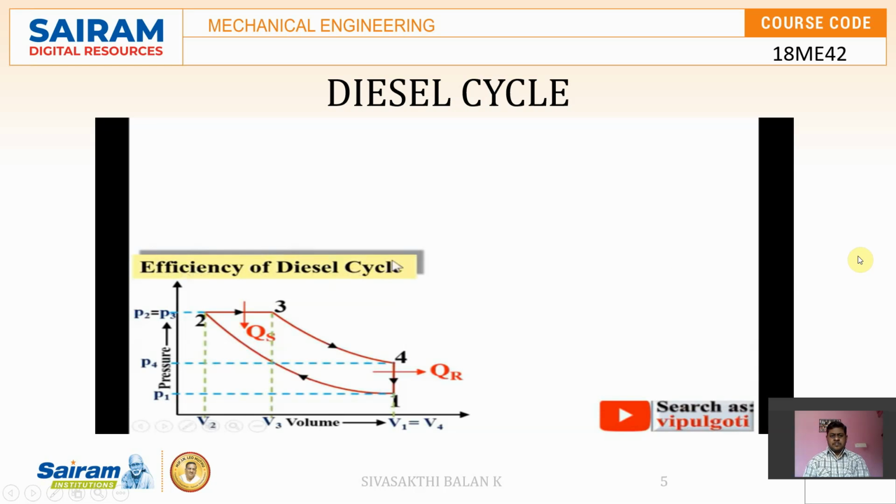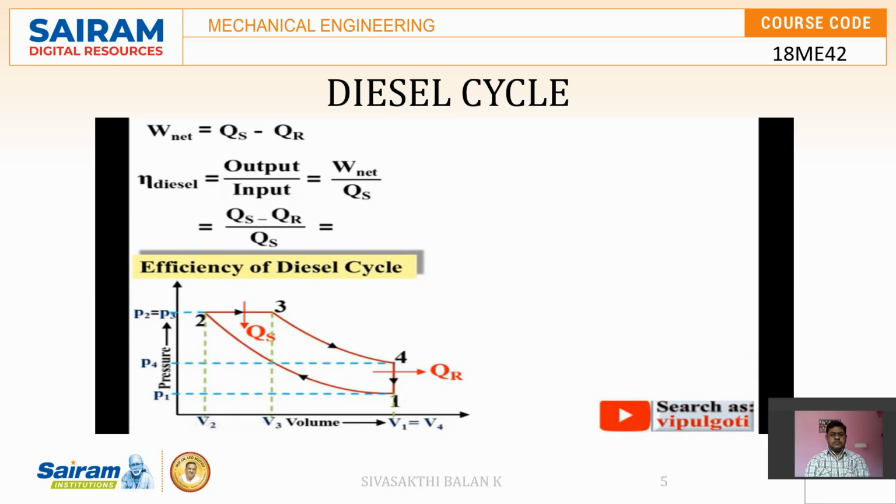The next part is the efficiency of the diesel cycle. The net work done in the cycle is Qs minus Qr, so I can say W net is equal to Qs minus Qr, and you know that the efficiency of any cycle is equal to output upon input. What is my output? That is the net work done. And what is the input? That is Qs. So I can put W net as Qs minus Qr, and on further simplification it is 1 minus Qr upon Qs. Let's say this is equation number 1.